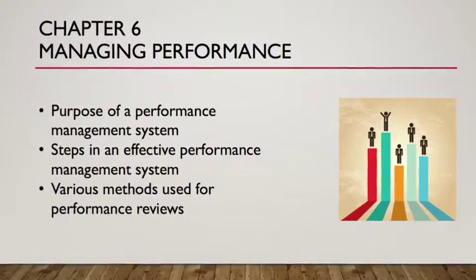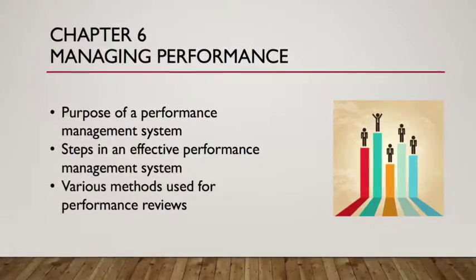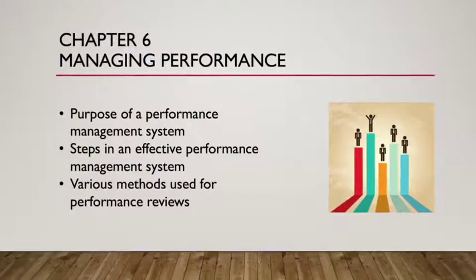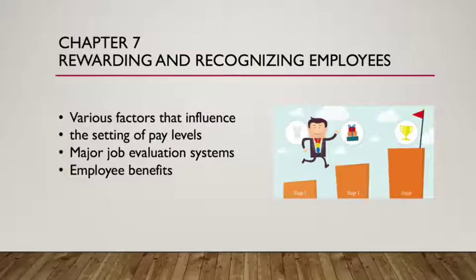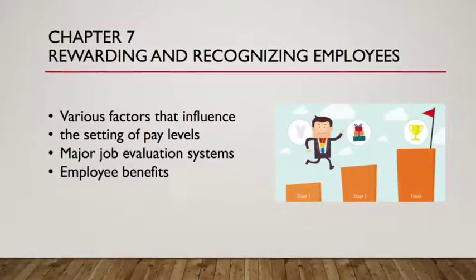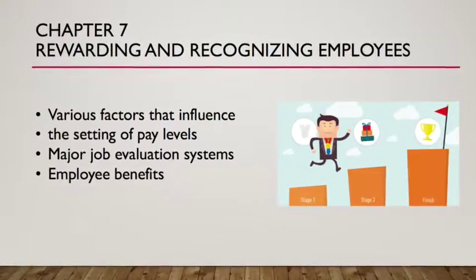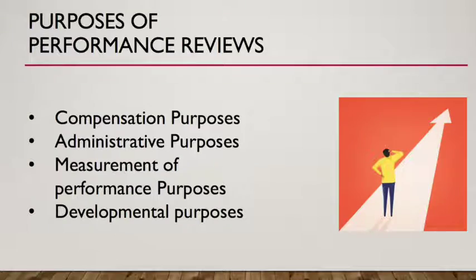The first chapter will be chapter 6, Managing Performance. The main points that will be presented are the purpose of the performance management system, the steps in an effective performance management system, and the various methods used for performance review. The second chapter will be chapter 7, Rewarding and Recognizing Employees. In that chapter, I will talk about the various factors that influence the setting of pay level, the major evaluation systems, and the employee benefits. Reviewing employees' past performance is really important.